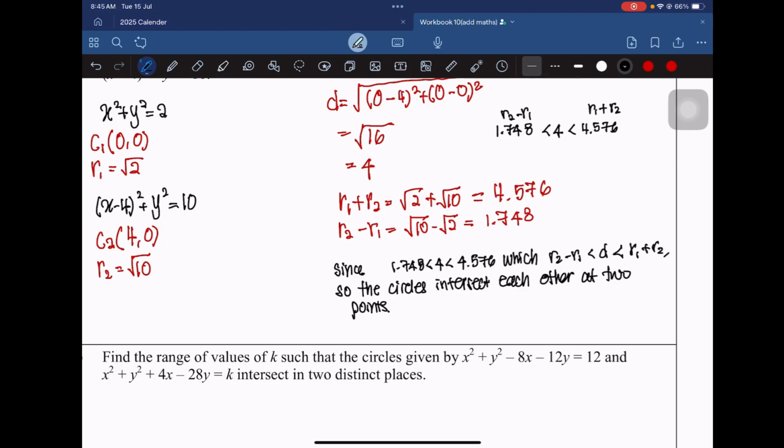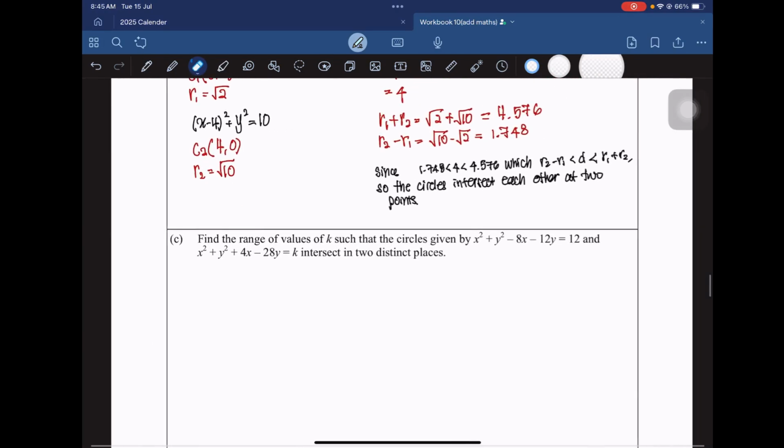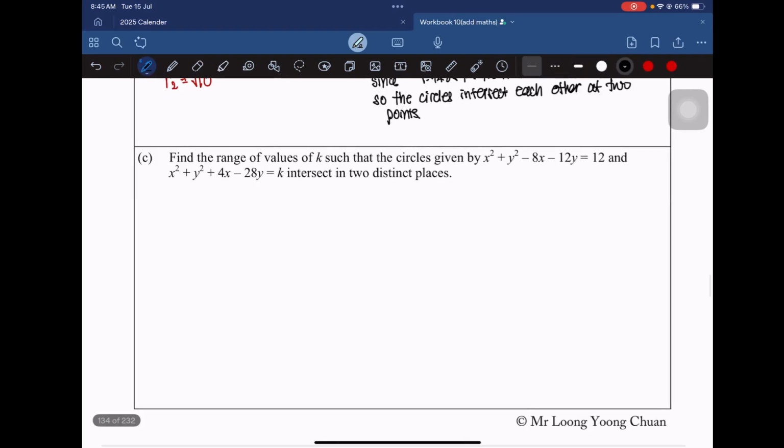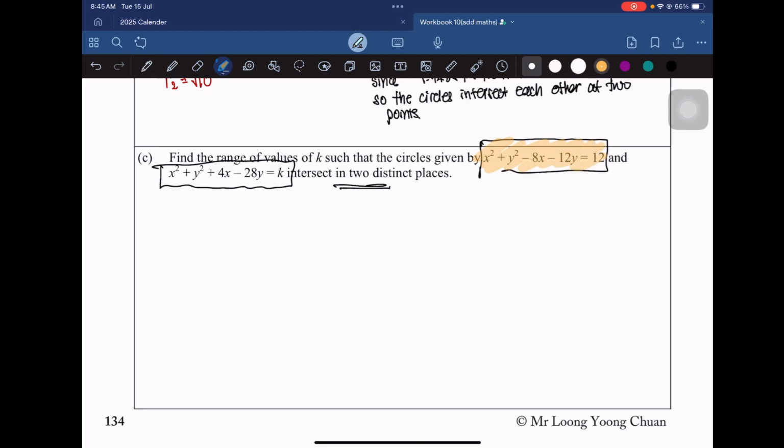All right. Okay, now next one, let's look at question C. It says find the range of values of k such that this circle and this circle intersect at 2 distinct points. That's what the question wants. Okay, so what is the C1? Let's look at this one first, the yellow one. I use yellow colored one, and I use red. So what's the C1?